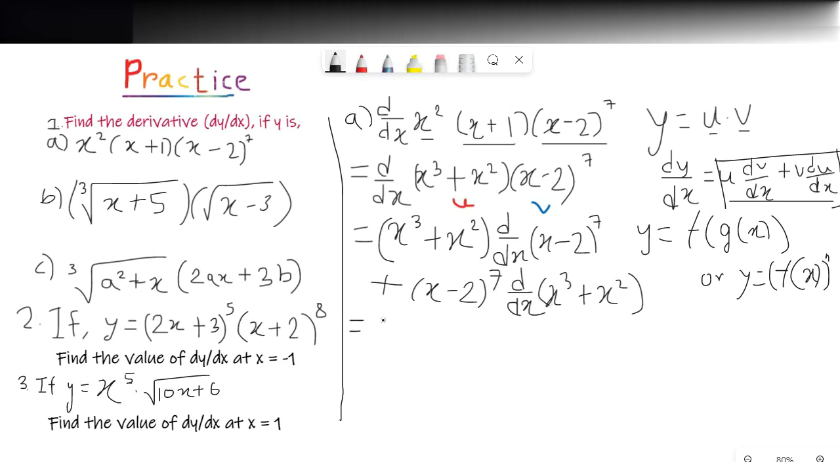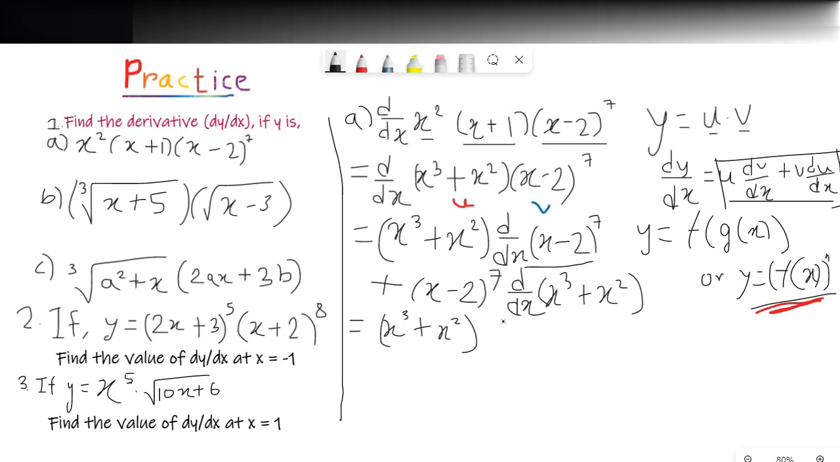So simplifying, we get x cubed plus x squared multiplied by the derivative of x minus 2 whole to the power 7. So if you notice, x minus 2 whole to the power 7 is exactly in the form of y equals function of x whole to the power n. So that means we have to use the chain rule for differentiating this function. So the previous knowledge of chain rule is also required.